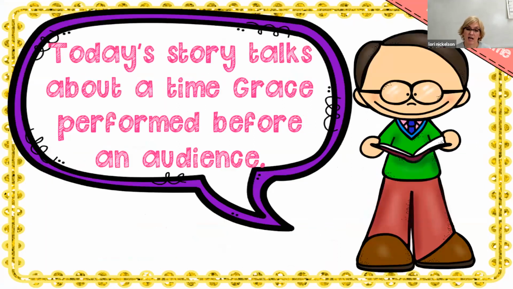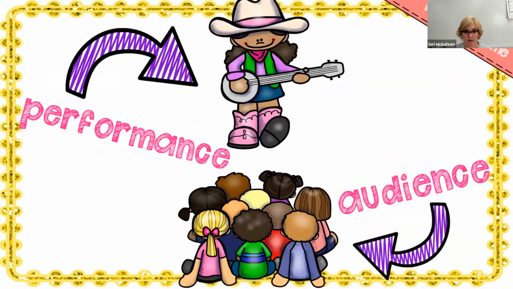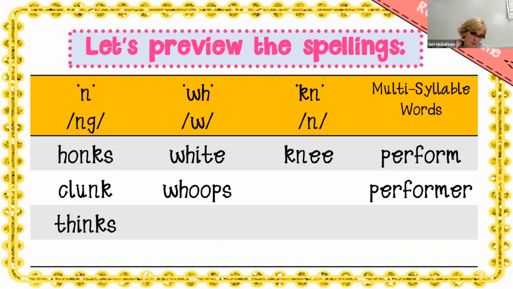Today's story talks about a time Grace performed before an audience. Performance, audience, that means somebody stands in front of a group of people and sings or dances. Let's preview spellings. So we have ng sound spelled with N, like honks, clunk, and thinks. We have W spelled with WH, like white and whoops. We also have N spelled with KN for knee. And then we have multisyllable words like perform and performer.